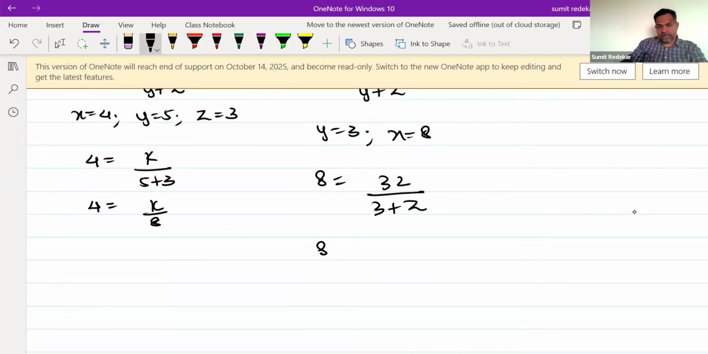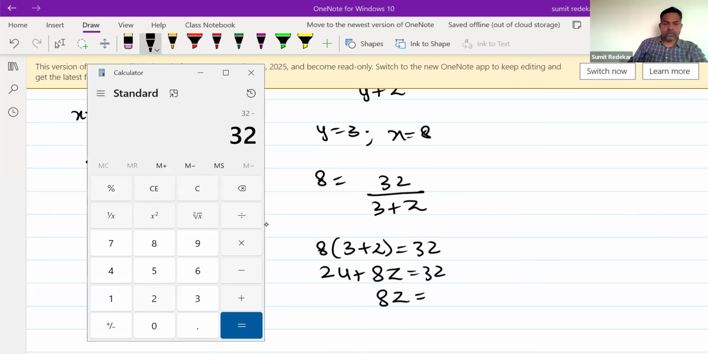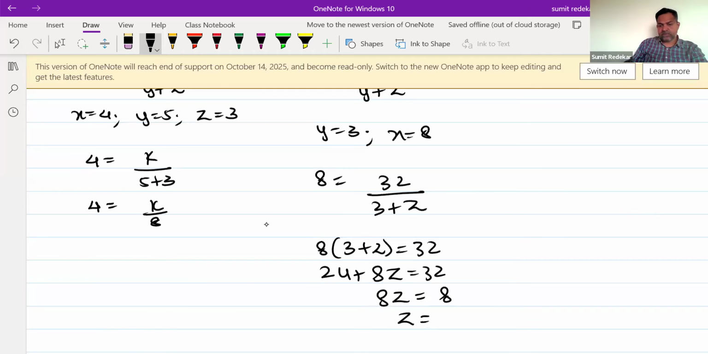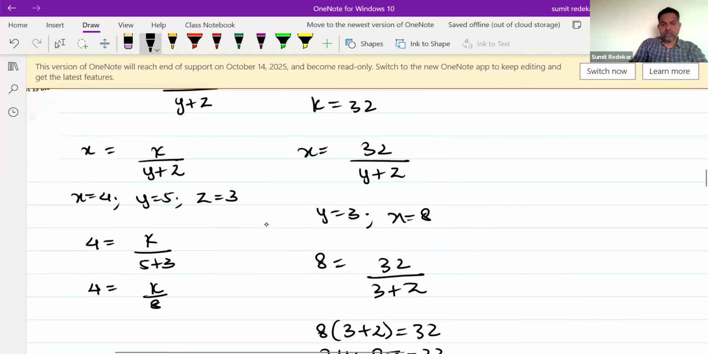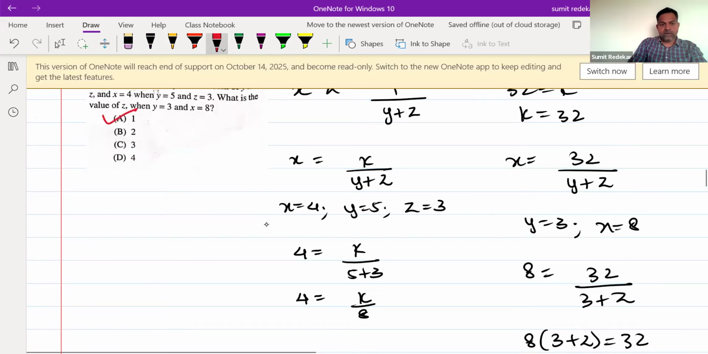Cross multiply. 8 into 3 plus z is 32. 8 3s is 24 plus 8z is 32. 24 goes to the other side. So that's 32 minus 24 is 8. If 8z is 8, z is equal to 8 by 8, which is 1. The answer to this is going to be A, 1. 1 होना चाहिए इसका आंसर.